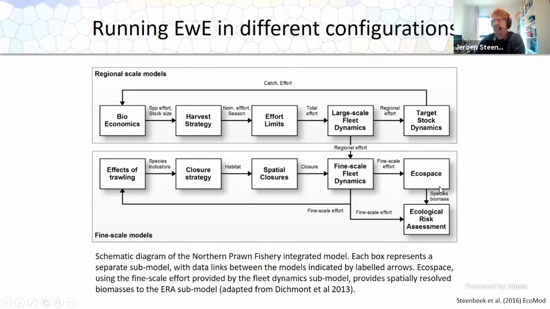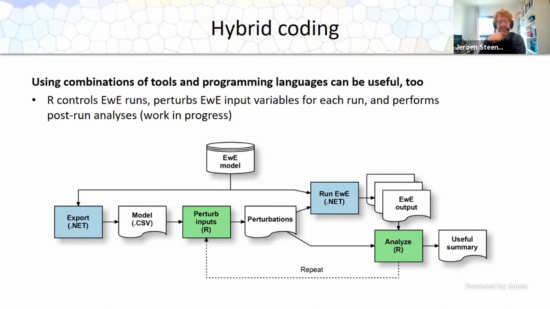It's cool. It's powerful. This is something that is ongoing work. Some people are just good in R and don't really want to learn to use .NET. Well, in this case, this is an experiment where R is in the driver's seat and just pushes Ecopath around. We have an Ecopath model and a little tool that exports itself to CSV files. R reads those, makes perturbations in the inputs, and fires it off to run. So there's a .NET application. The blue ones are .NET, the green ones are R. The .NET tool takes the original model, takes the perturbations, integrates those, produces output, R analyzes that, produces some useful summary, and then may repeat with further perturbations in the loop.